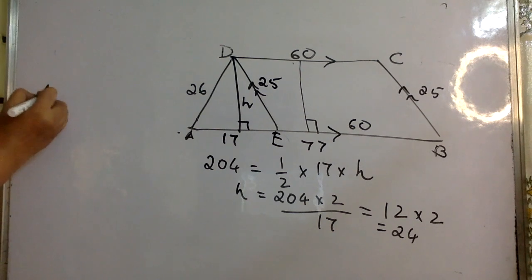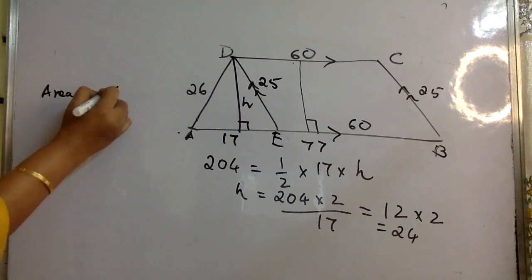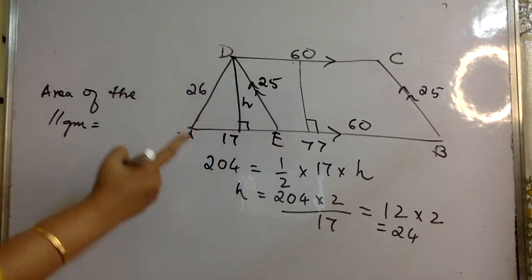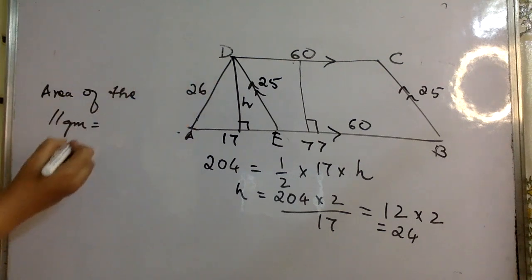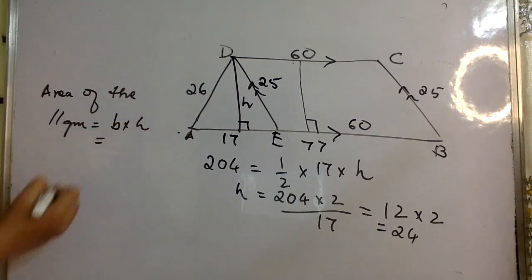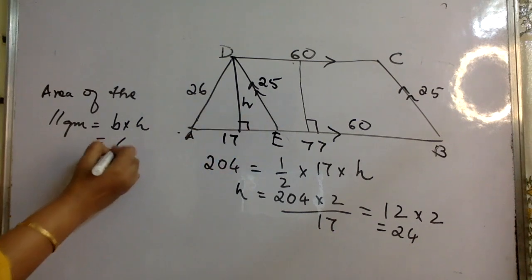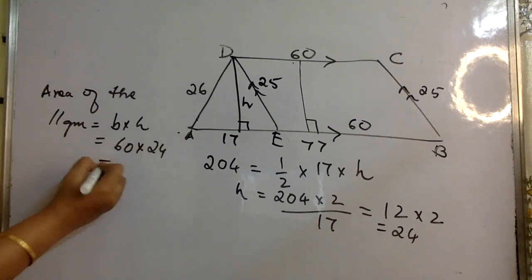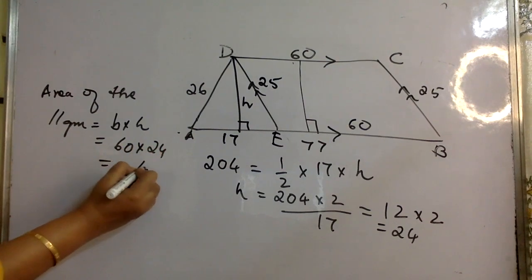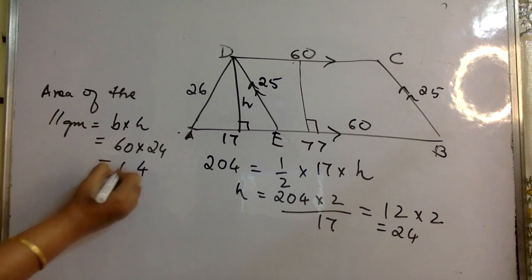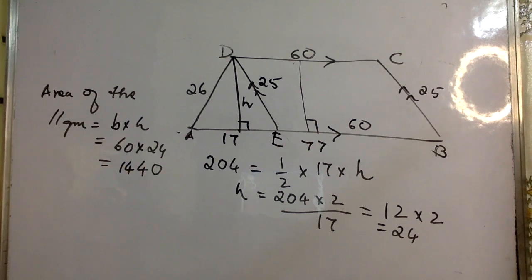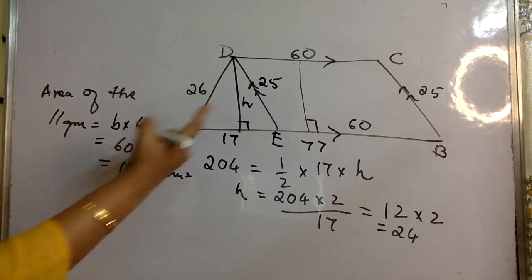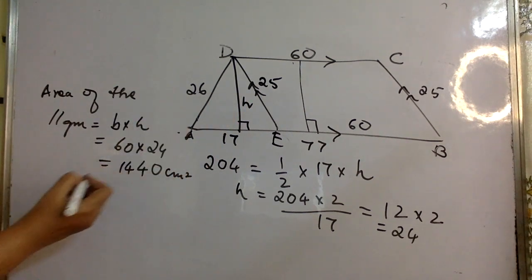Now area of the parallelogram. Area of the parallelogram, that is EBCD, is base into height. Now base is how much? Base is 60 clearly, and height we just got 24. So 6 into 24, that is 1440. So this is the area of the parallelogram.